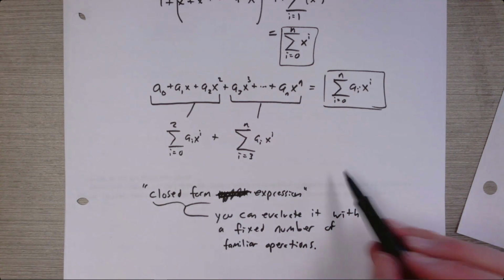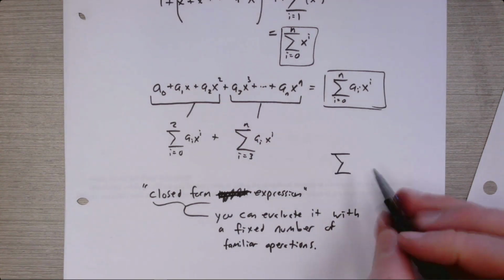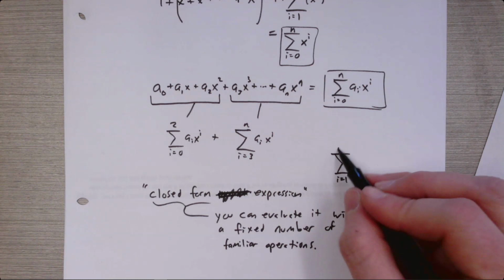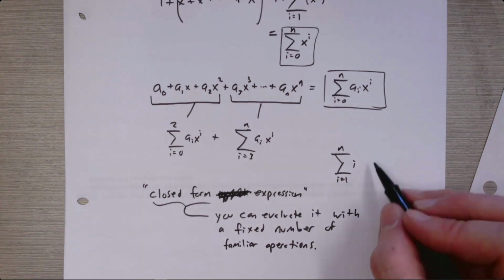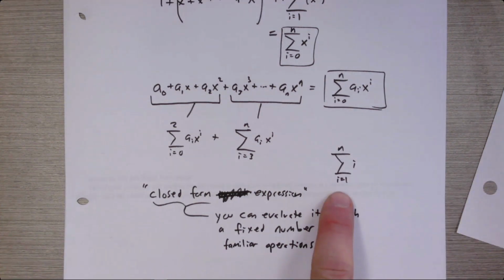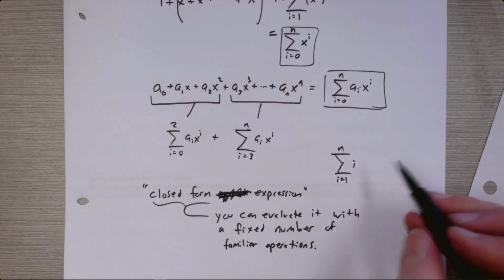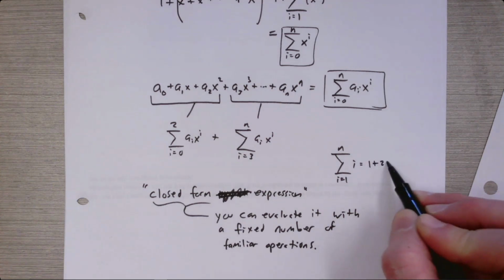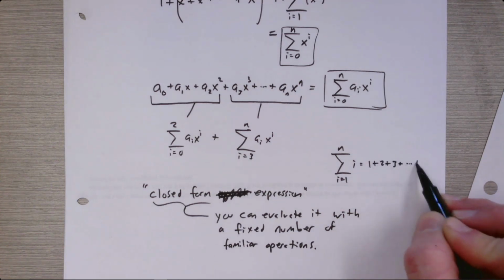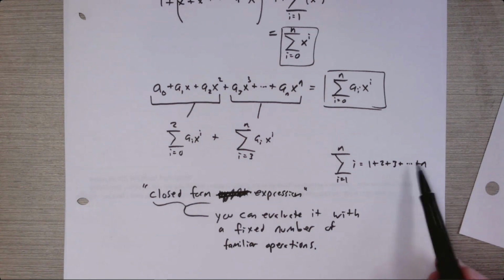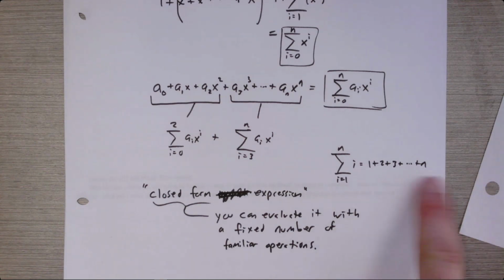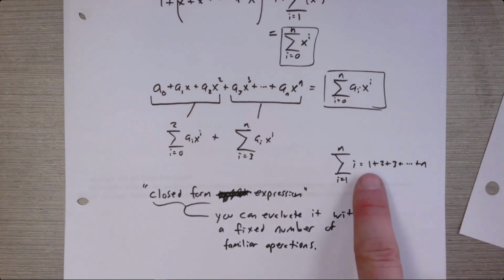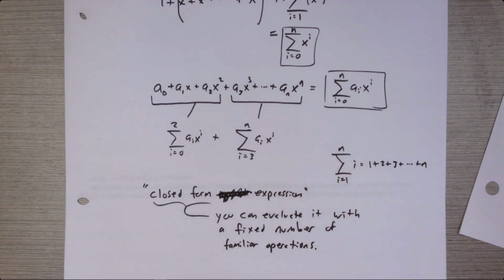So, for example, if I have the summation i goes from 1 up to n of i, this is not closed form, because what this is really telling me is I'm interested in the sum 1 plus 2 plus 3 all the way up to n. And this dot dot dot means that I've got to fill in the middle bit. So it's open form. It's not closed form, because to evaluate this, I have to do a different number of operations depending on what n is.